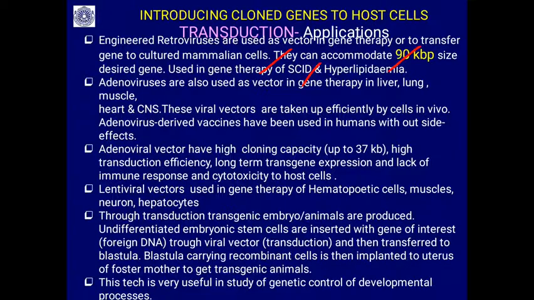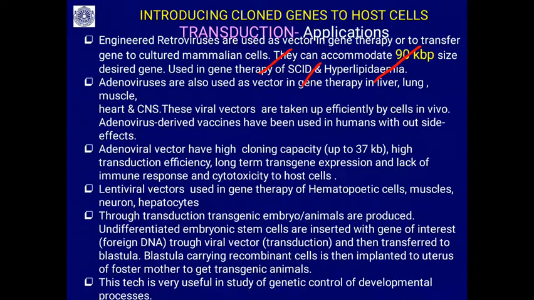SCID means severe combined immunodeficiency syndrome, a type of immunodeficiency where you can see the person not having any immunity against infections. So, this is what you can see, or else hyperlipidemia. All these genetic diseases can be treated efficiently with gene therapy using retroviral vectors.